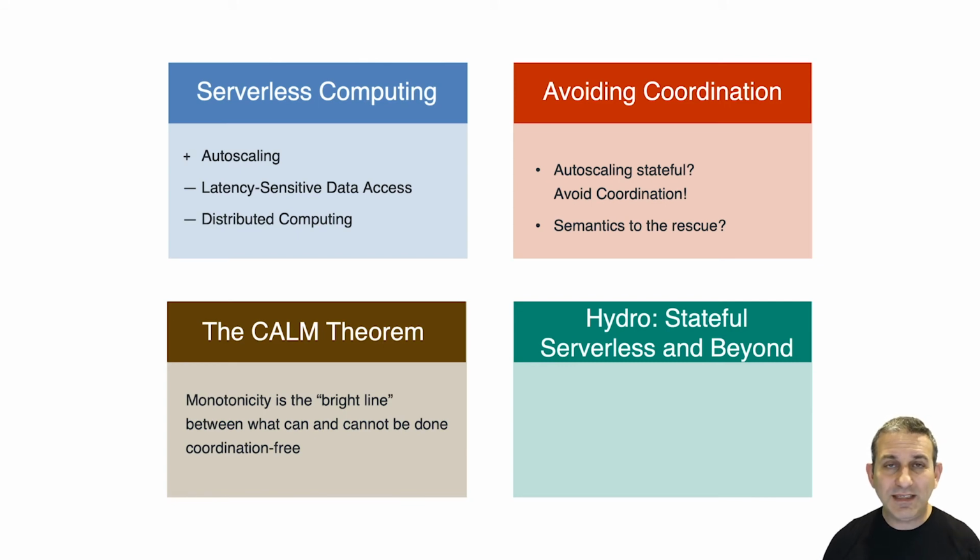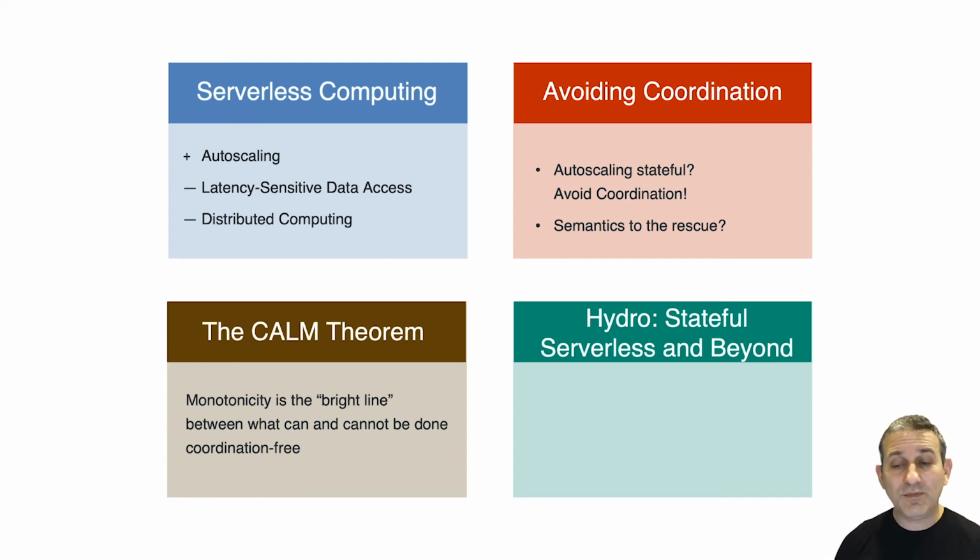Okay, having spent a little time on the Calm theorem, we can see that there's at least a theory now that says monotonicity is that bright line between what can and cannot be done coordination-free. We'd like to stay inside the monotone circle, but if we have to be outside it, we know what we're doing, and we know that we need to be there.